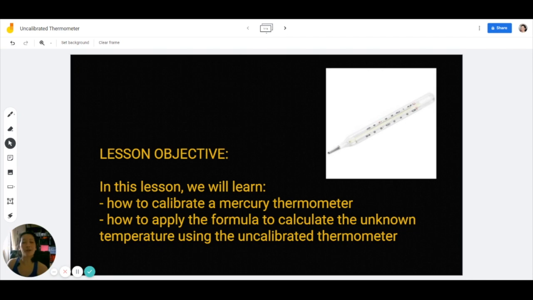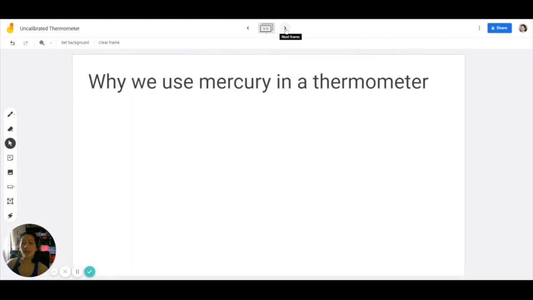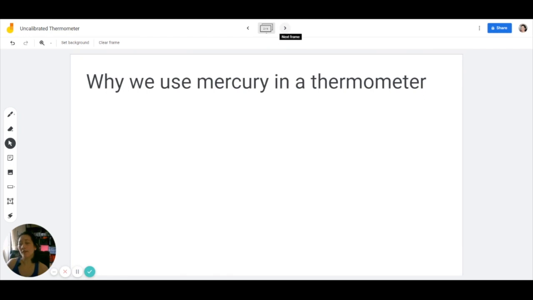So in this lesson, we're going to be learning, first of all, how to calibrate a mercury thermometer, and secondly, how we're going to apply the formula to calculate the unknown temperature using the uncalibrated thermometer. But first things first, let's talk about why we use mercury in a thermometer.